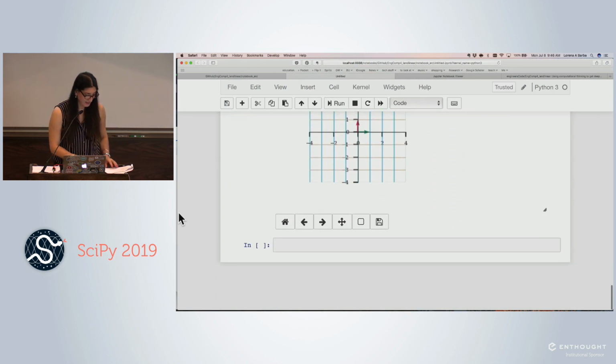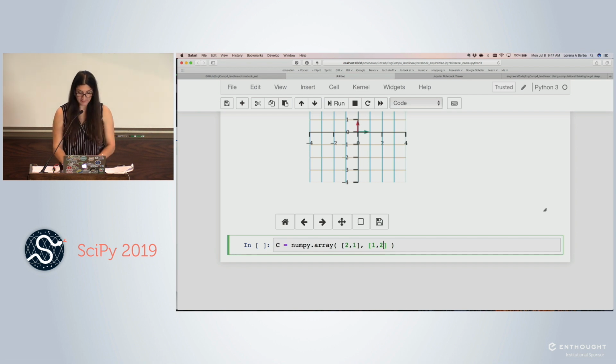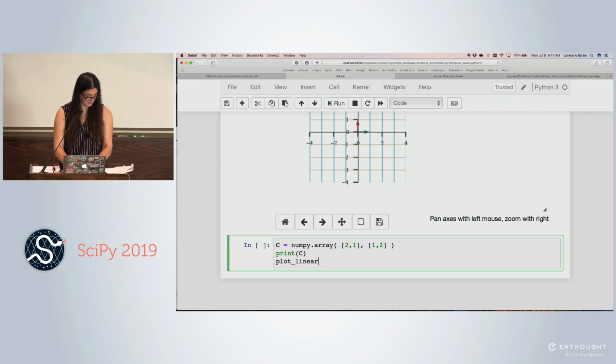There's something very interesting that a matrix can do that is going to help us understand some things. We're going to work with the matrix C. Now, let me define it. NumPy array. And it is the matrix with 2, 1 in the first row, 1, 2. And let's print C, and then let's also plot the linear transformation with C.